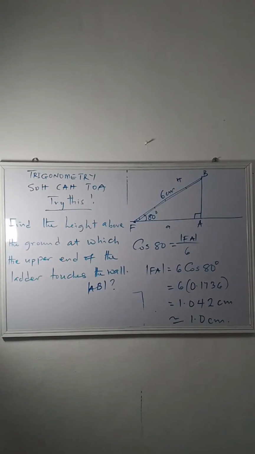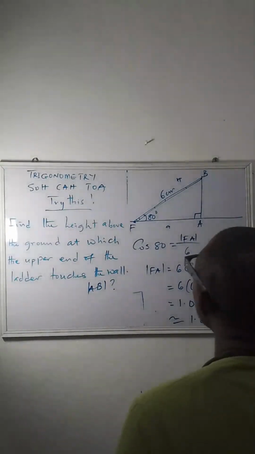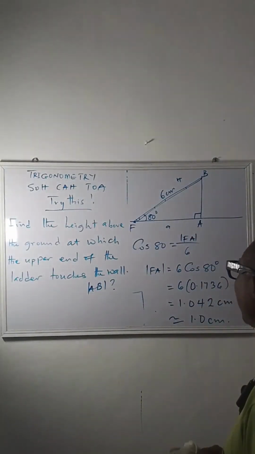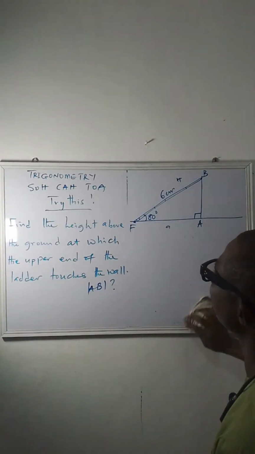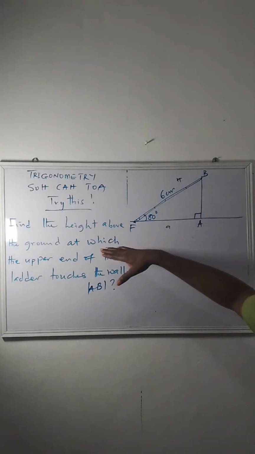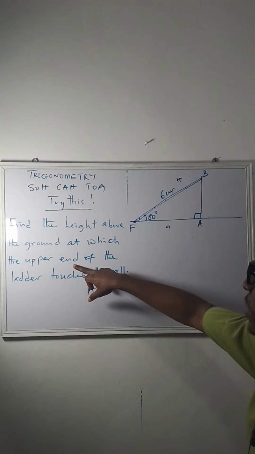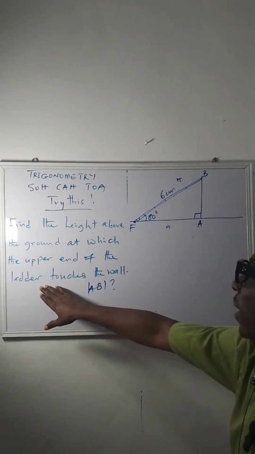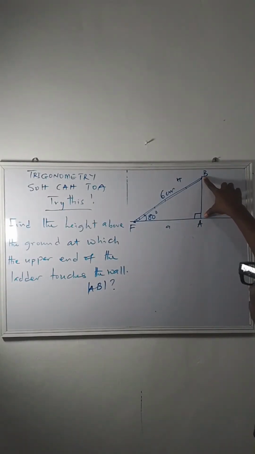All right, now because of our time, let's solve the problem together. Only one person dropped an answer, so let's see how we solve this problem. The question wants us to find the height above the ground at which the upper end of the ladder touches the wall. This is the upper part of the ladder, so this is what we want to get.